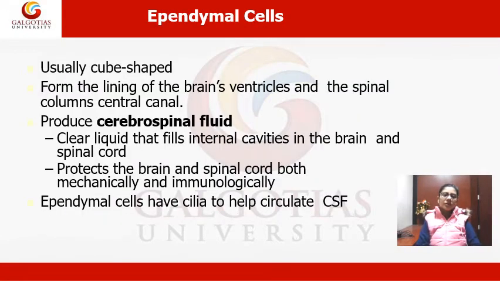Next is the second type of neuroglial cells, which is the ependymal cell. It is usually cube shaped. It forms the lining of the brain's ventricles and the spinal cord's central canal. It produces cerebrospinal fluid, a clear liquid that fills the internal cavities in the brain and spinal cord. It protects the brain and spinal cord both mechanically and immunologically. Ependymal cells have cilia to help in the circulation of cerebrospinal fluid.